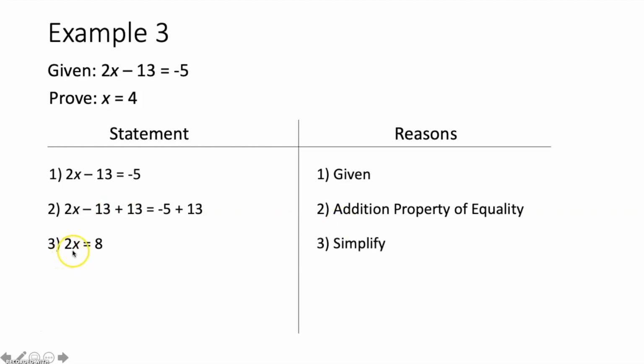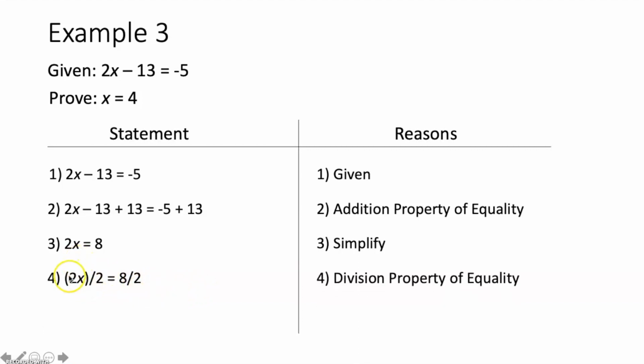Next, we need to get x by itself. So we have 2 times x is equal to 8. So how to get rid of this 2? I'm going to divide both sides of the equation by 2. Anytime you do something to both sides of an equation, that's a property of equality. And since here we are dividing both sides by 2, that's going to be the division property of equality.